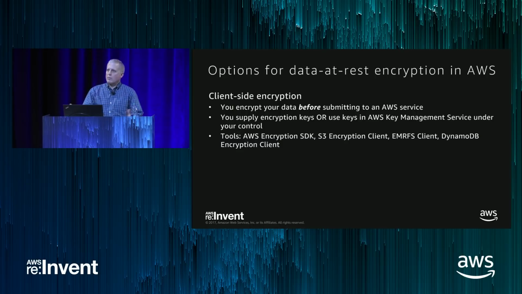Now, you need the encryption software to do this, and you also need keys. So what AWS does is that we give you some helper tools, if you would like to use them, to simplify the actual encryption of data. The AWS Encryption SDK is our most recent offering. There are 3 services that have dedicated clients that can facilitate the encryption of data: S3, EMR, and Dynamo.